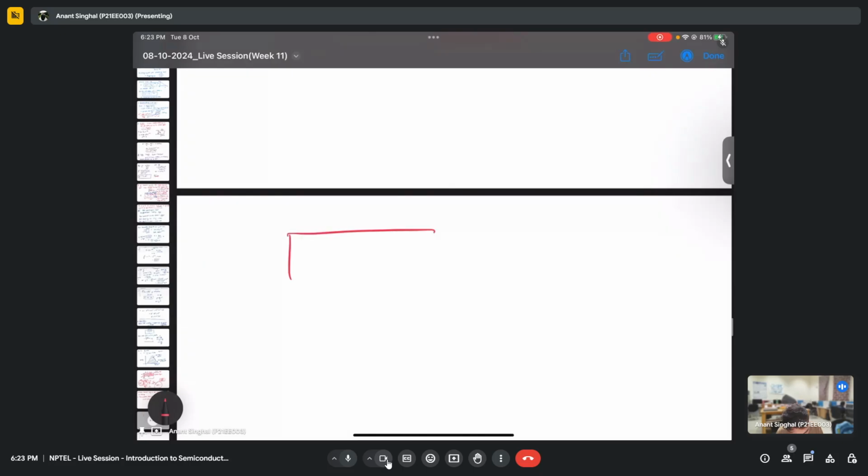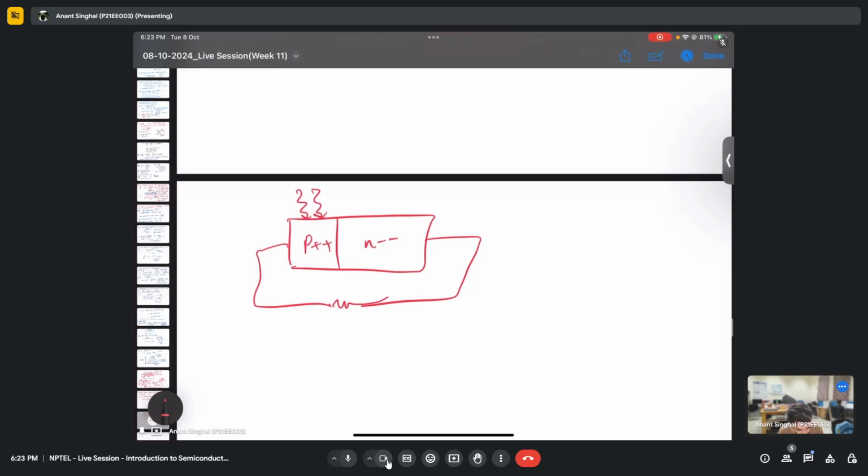If I try to make it like this, we have a P region, which is heavily doped, and an N region, which is lightly doped. Something like this is there. This is a solar cell, and we have the incidence on the P side, and with the photons, the current will flow like this, and I guess the electrons will move from here to here. So P to N.